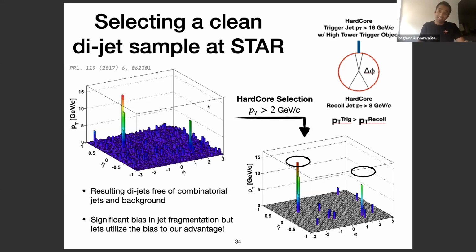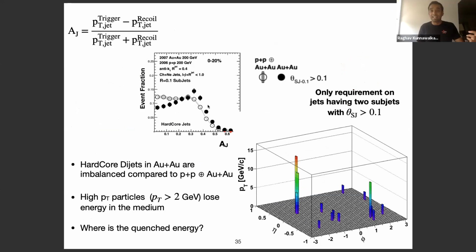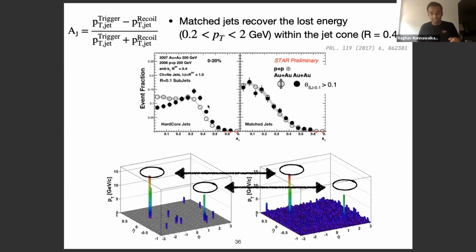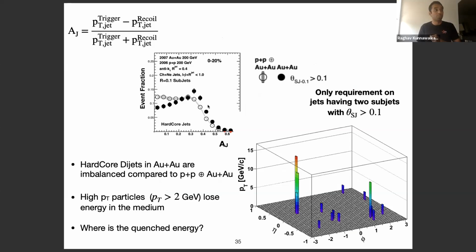So the trigger is 16 GeV and above. Recoil is then 8 GeV and above. And then we can make the dijet asymmetry for these observables. So the solid markers is in gold data. The open markers is our reference. So PP data embedded in gold minimum bias collisions.